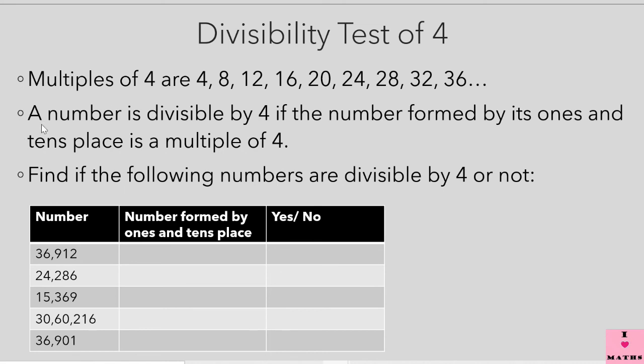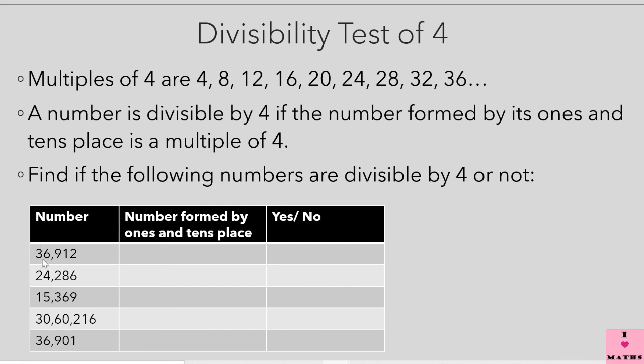Okay. Now, a number is divisible by 4 if the number formed by its ones and tens place is a multiple of 4. I will explain this thing to you with the help of these examples. Let us find if the following numbers are divisible by 4 or not.